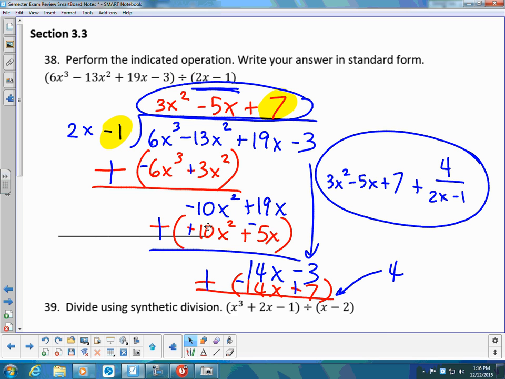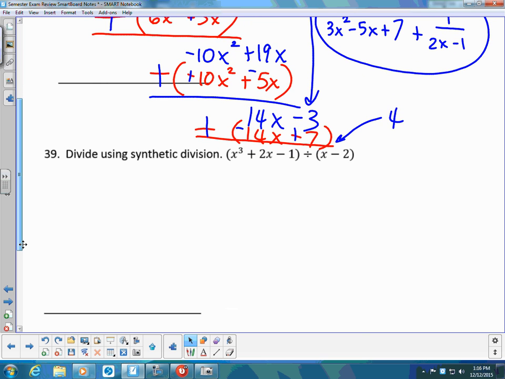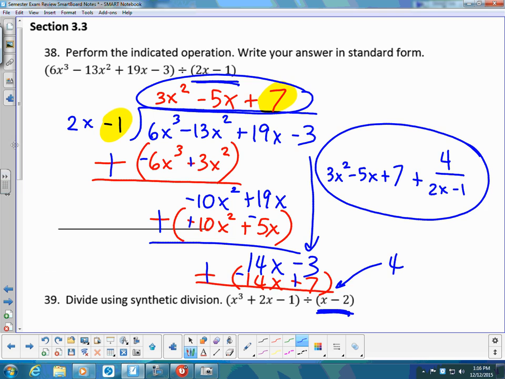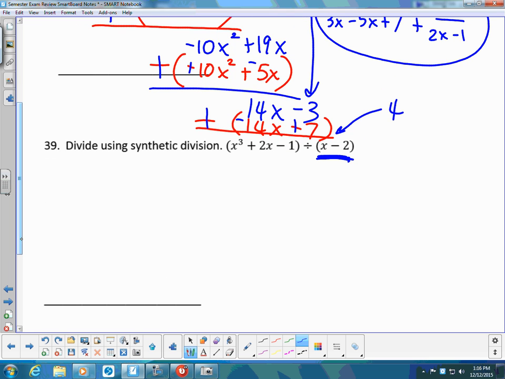Let's take a look at number 39, dividing using synthetic division. Well, synthetic division you can use anytime you're dividing by x plus a number or x minus a number. We could not have used that over here because we were dividing by 2x minus a number. Here I would set this x minus 2 equal to 0 to find out what number we're going to put in a little box. So if I add 2 to both sides, I get x equals 2.